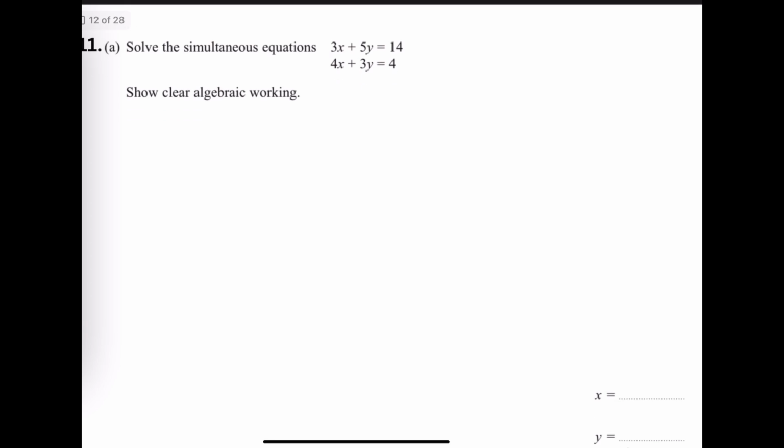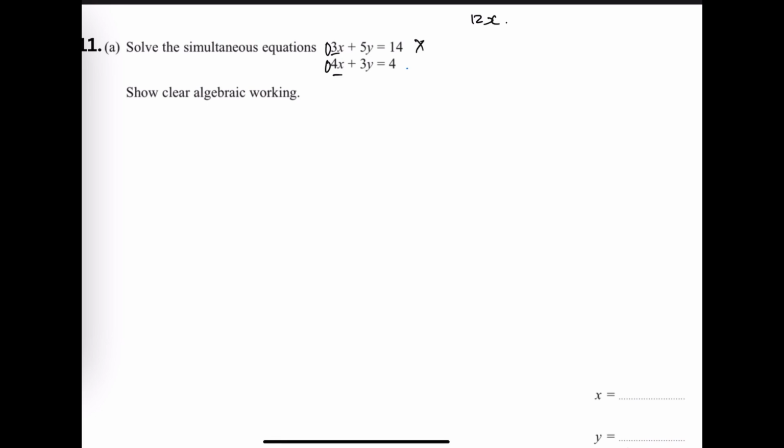Okay, so question 11, solve the simultaneous equation 3x plus 5y equals 14 and 4x plus 3y equals 4, and show clear algebraic working. So for this one, we'll do it by elimination. So what we do is that we want one of these to equal each other. So we're going to get the x's to equal to each other. So that they are the same, the lowest common multiple for both of them is 12. So that we can make it 12x for both of them, so that we can completely get rid of it.